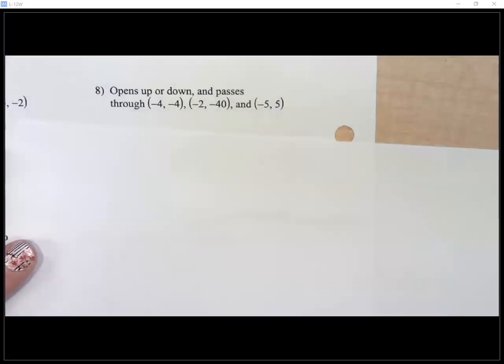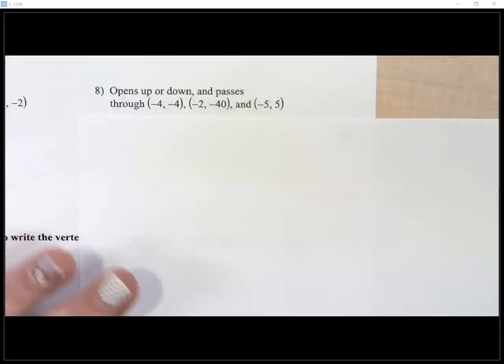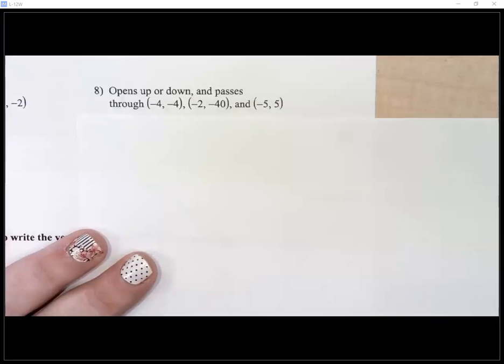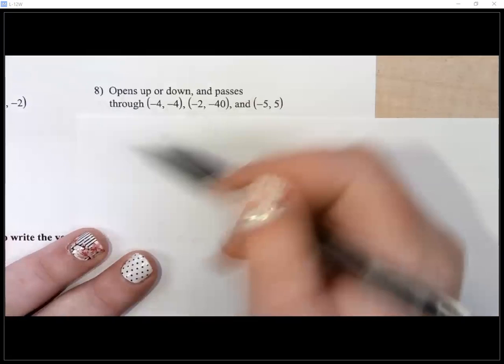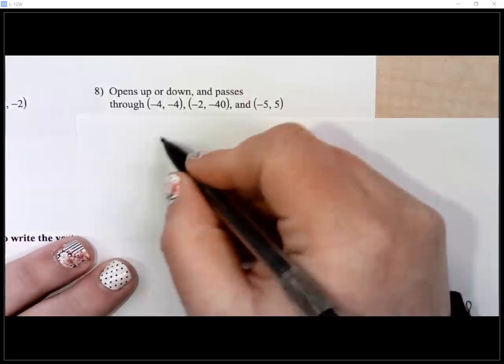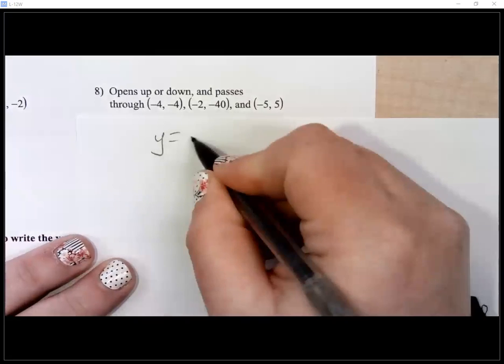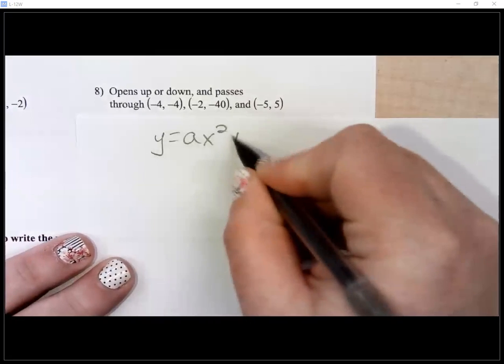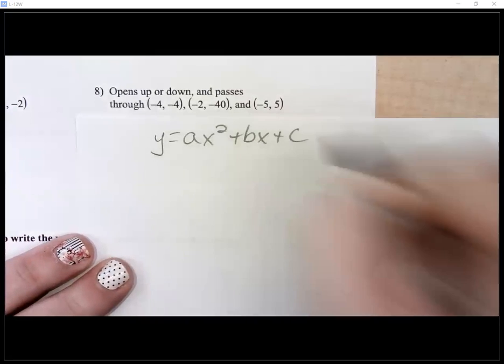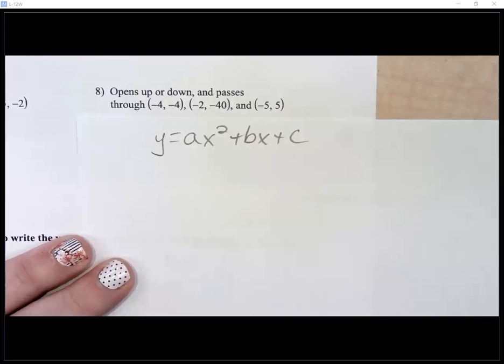Okay, so here is number 8. I am supposed to write the equation of the quadratic that passes through these 3 points. I don't know if any of these are the vertex. I don't know anything. So here's what we do. We take our general formula, just a quadratic in standard form, right? And then we're going to take the 3 points that they gave us.